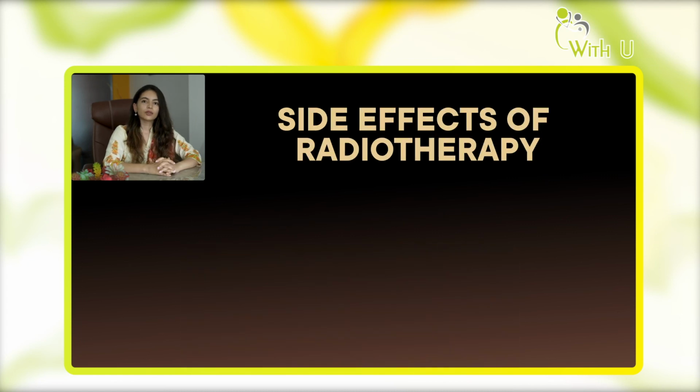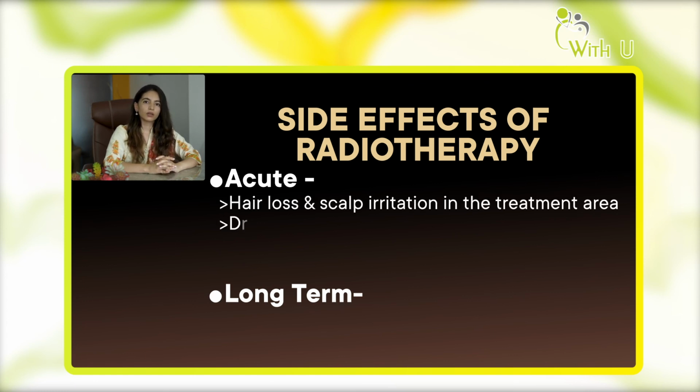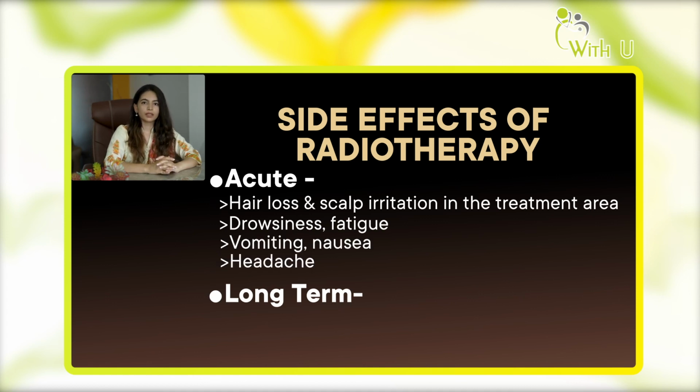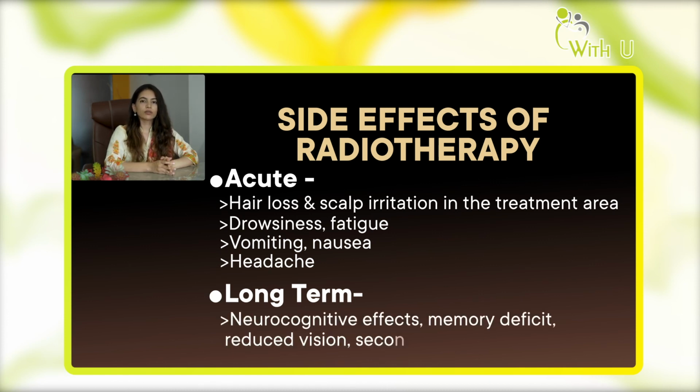The side effects of radiotherapy can be divided into acute and long term. So the acute side effects are very minor, that is focal hair loss, fatigue, nausea, vomiting, some amount of scalp irritation on the skin, and drowsiness. So the hair loss is only focal, as I mentioned. It is not an overall generalized hair loss as people think there is in chemotherapy. The long-term side effects depend on the location of the tumor. So these are mainly neurocognitive defects, memory defects, decreased vision, decreased hearing, etc.